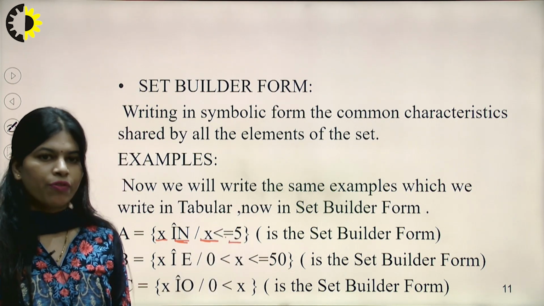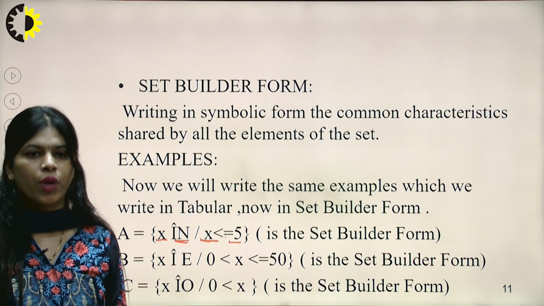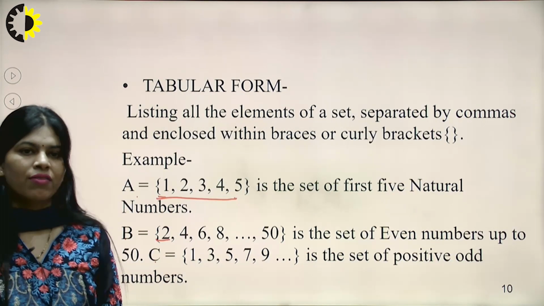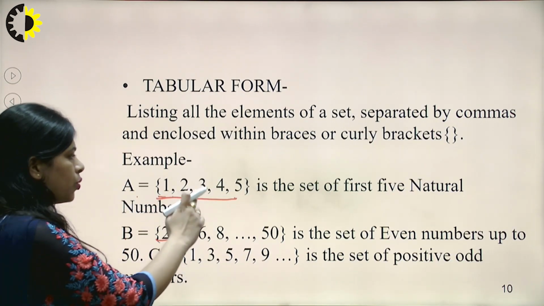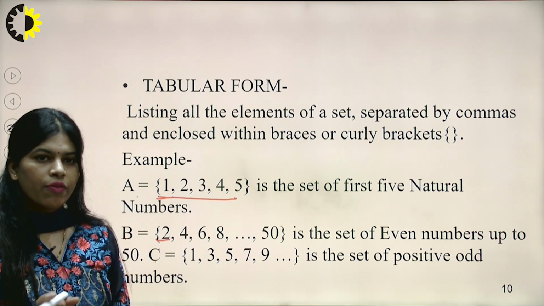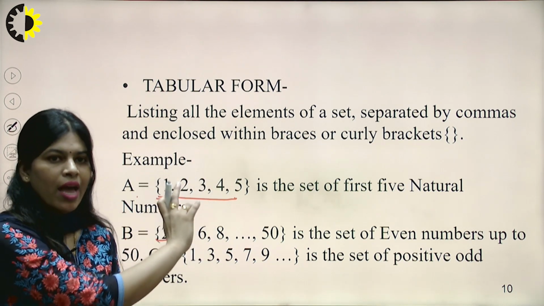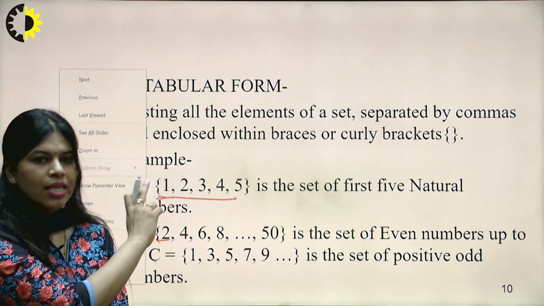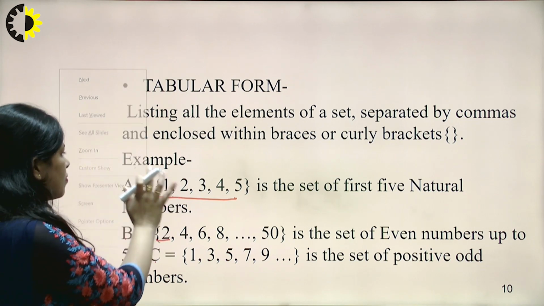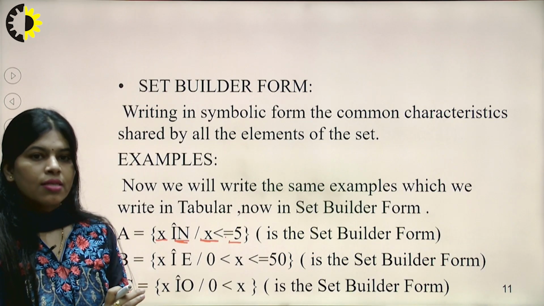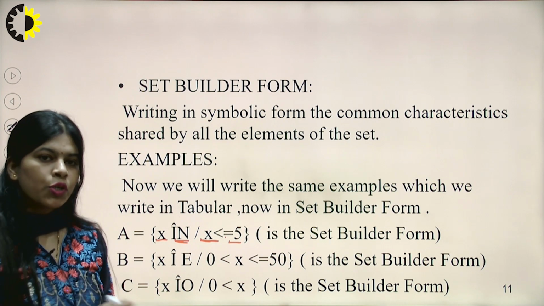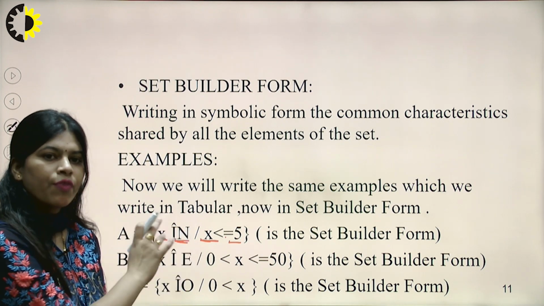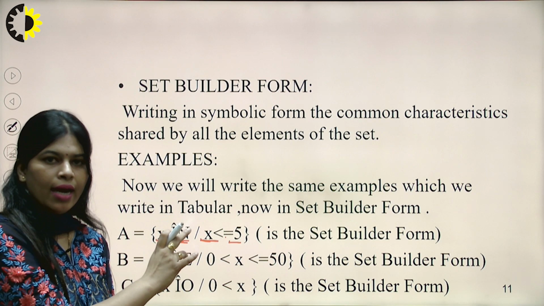Less than or equal to 5 means the number should be from 1 to 5, as you have seen in the tabular form 1, 2, 3, 4, 5. So in tabular form we directly assign the values in the set, but in set builder form we have to assign a set in the form of a property, or we can say in symbolic form.